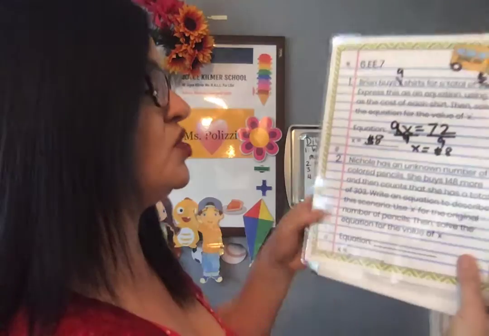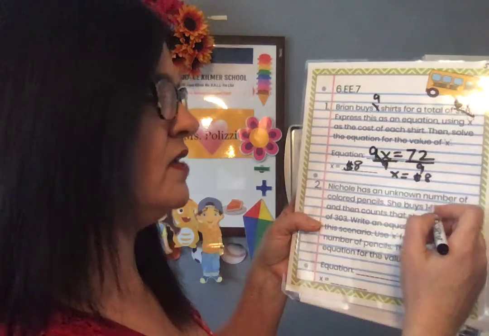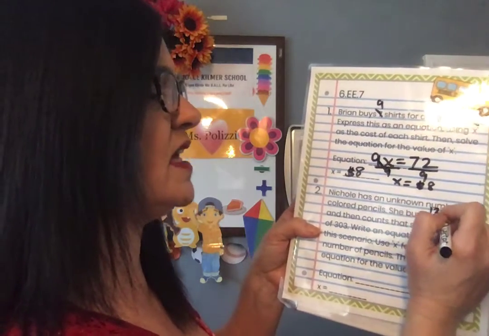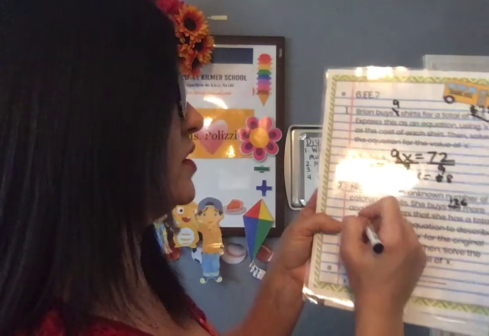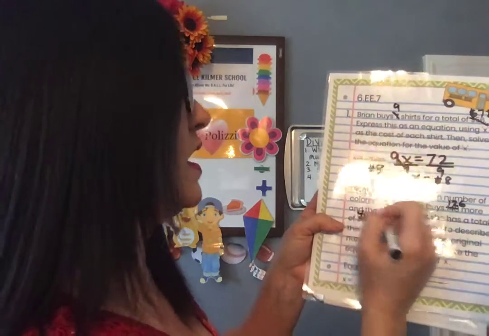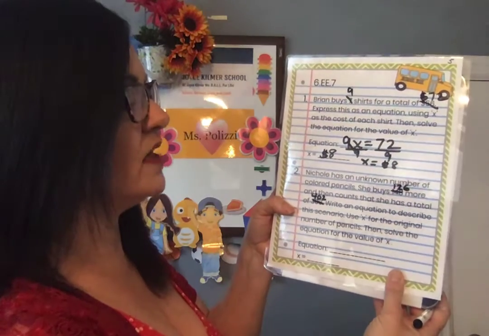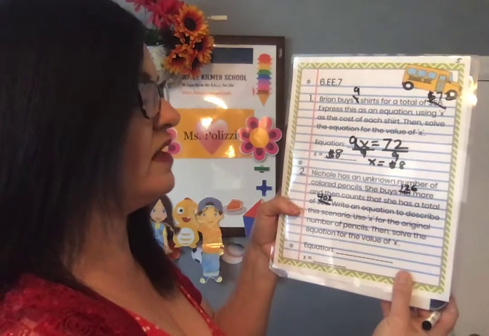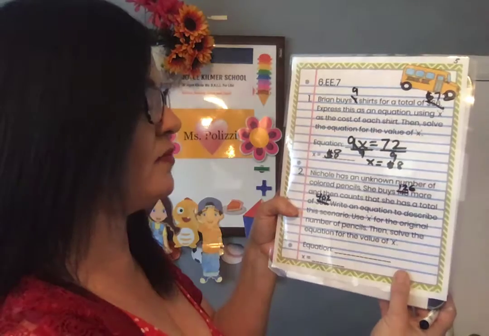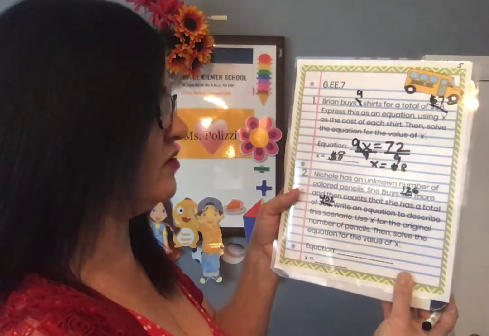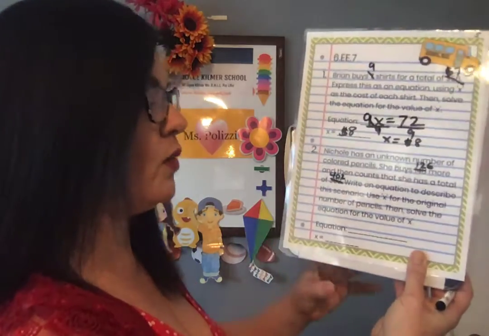All right, so for number 2, let's change it. She buys 126, and she has a total of 402. Okay, Nicole has an unknown number of colored pencils. She buys 126 more and then counts that she has a total of 402. Write an equation to describe this scenario. Use X for the original number of pencils, then solve the equation for the value of X. So what would our equation be?